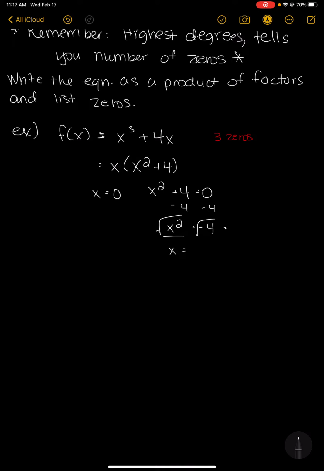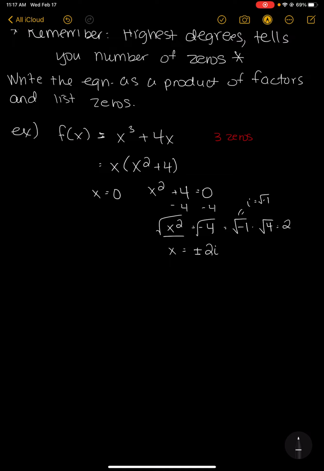So when we take the square root of -4, that's the same thing as saying the square root of -1 times the square root of 4. But by definition, i is the square root of -1. And so if the square root of 4 is 2, x ends up being plus or minus 2i. Hopefully that's not new. That's a Math 2 concept.